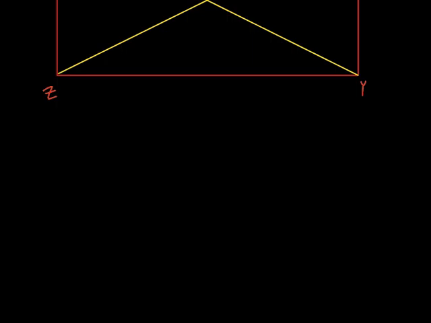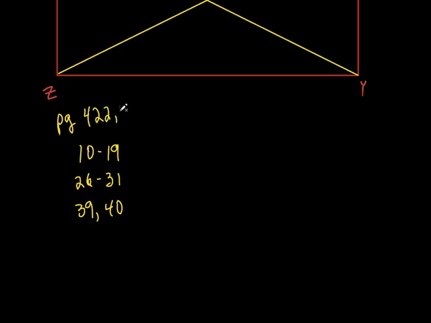All right. Let me give you some problems to do, and you can go. We're going to go 10 to 19. We're going to go 26 to 31. And then we're going to go just two more, 39 and 40. That's page 422. And 23. And it's section 6-4. All right, there you go.